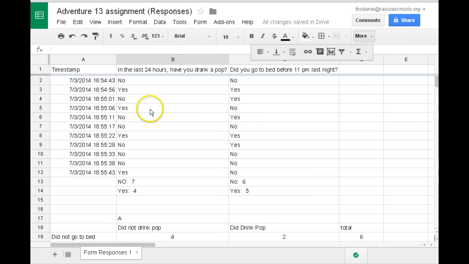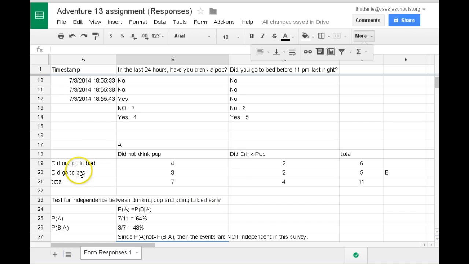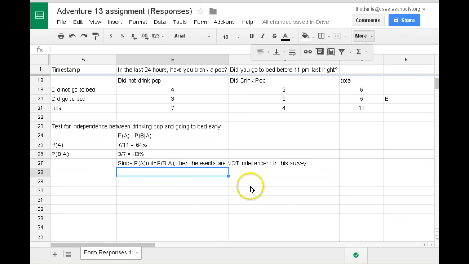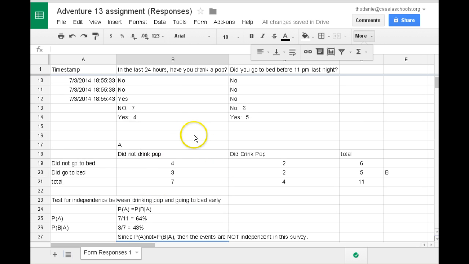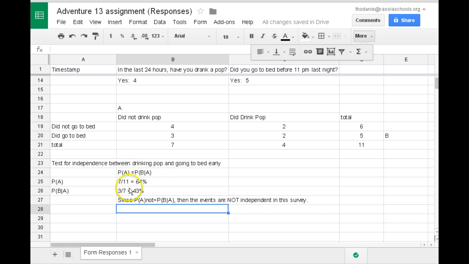Then you're going to go through the questions and make a 2-way frequency table like this. And then you're going to use the 2-way frequency table to test for independence between 2 events. You have to define them. So I defined A as this and B as that. You're going to define them yourself. And then once you've defined them, you can do the test and show whether or not they're equal. And in this case, they are not equal. So it's pretty straightforward that means they are not independent.